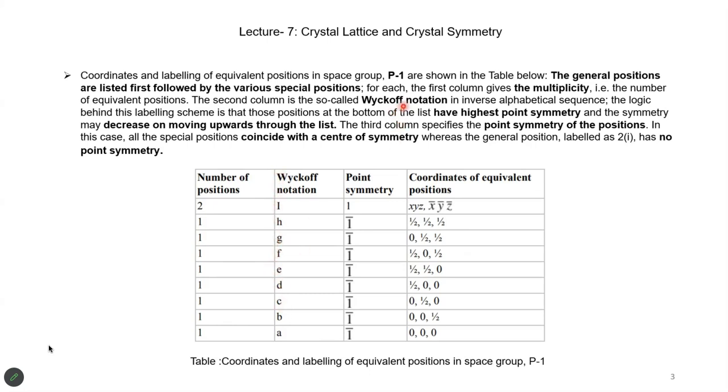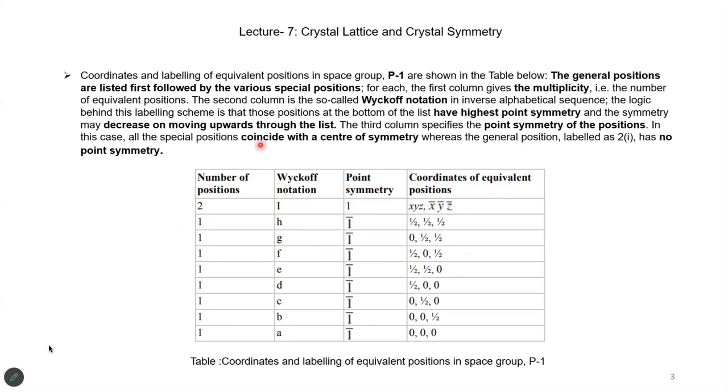And this Wyckoff notation is in inverse alphabetical sequence. That means we start from the last one with a, and then going up the column, we have b, c, d, e, f, g, h. So that is the Wyckoff notation. And this third column is the point symmetry. What is the point symmetry belonging to this number of equivalent positions? And the last column is for the coordinates of equivalent positions.